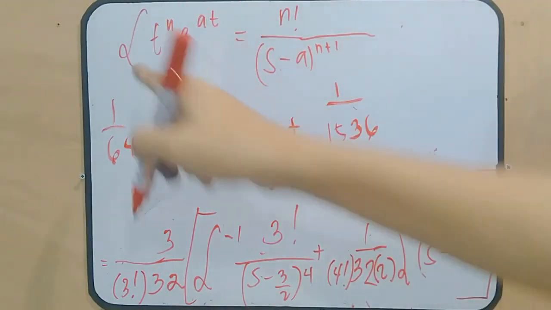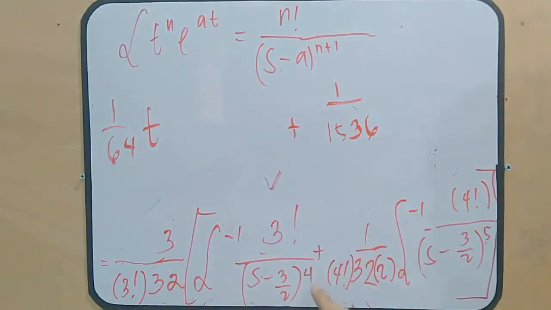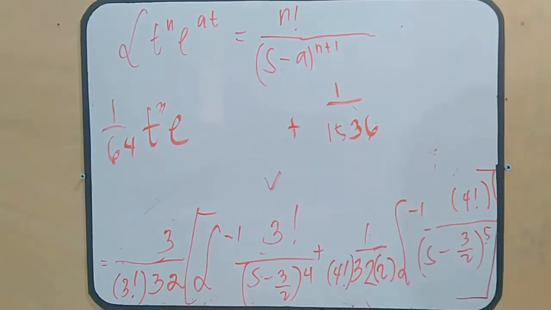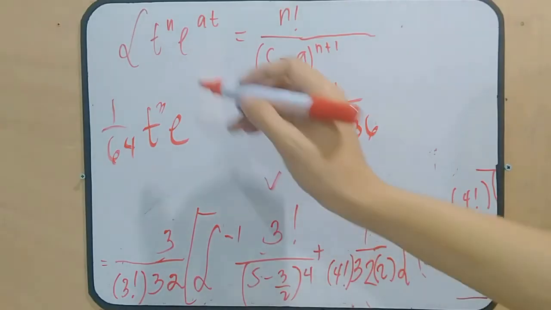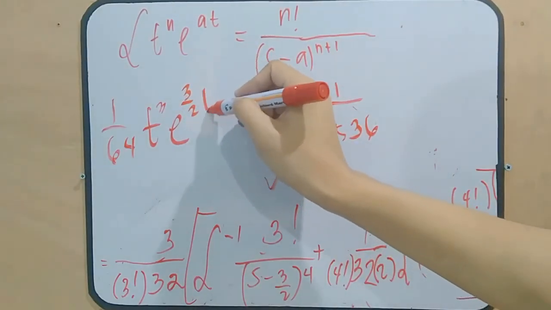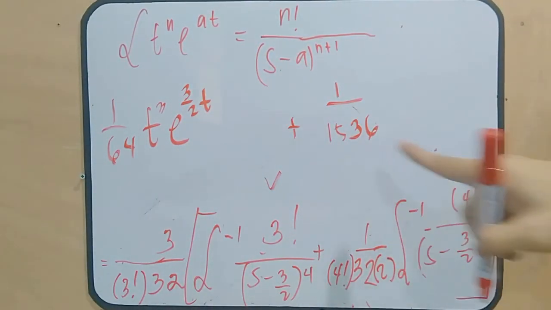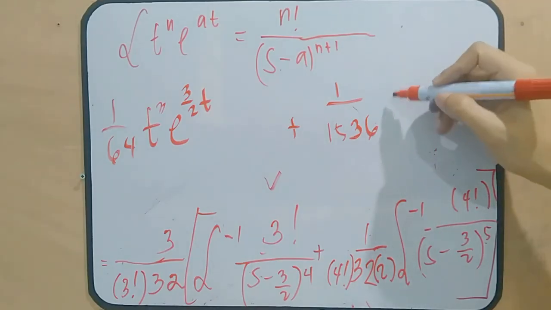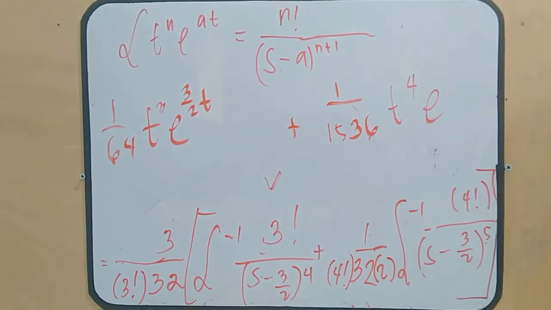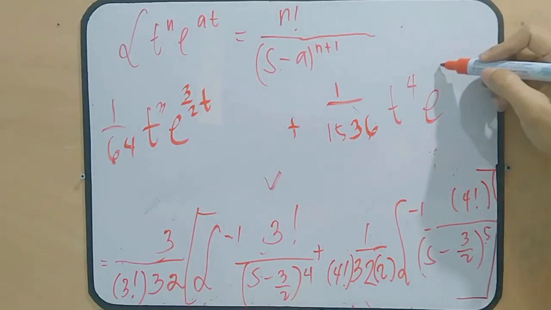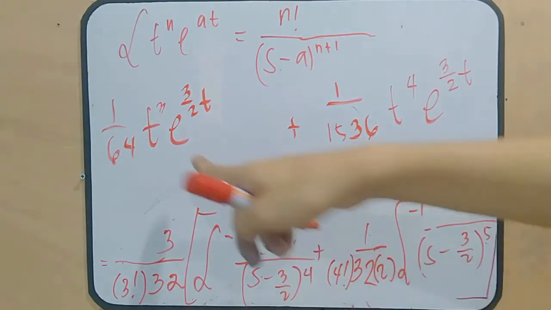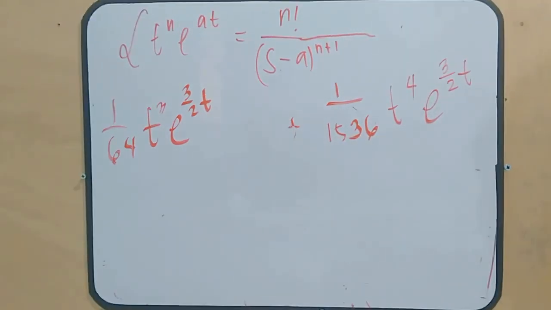So ito ay, babalik rin natin. So t, n natin here is 3 since n plus 1 is 4. So 3. So e, a natin is 3/2. So t. Plus, ito guys, here ang n natin is 4. So this is t raised to 4, e raised to a. A natin is 3/2, so 3/2 times t. So yun guys, ito yung final answer natin. So pwede natin siyang i-simplify. Okay? So ito na guys yung final answer natin.